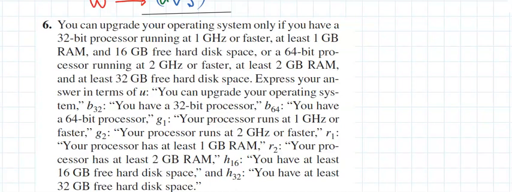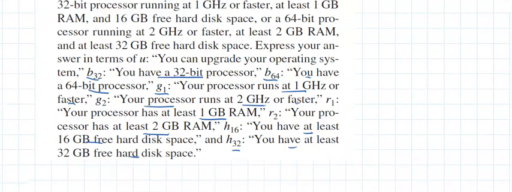So I read this already. Let's see what they read. They say, look, B32 means you have 32-bit. B64 means you have 64-bit processor. G1 means you're running at 1 gig or faster. G2 means you're running at 2 gig or faster. R1 means your processor has at least 1 gig of RAM. R2 means at least 2 gig of RAM. H16 means you have at least 16 gigabyte of free hard drive, and H32 means you have at least 32 gigabyte of free hard drive.